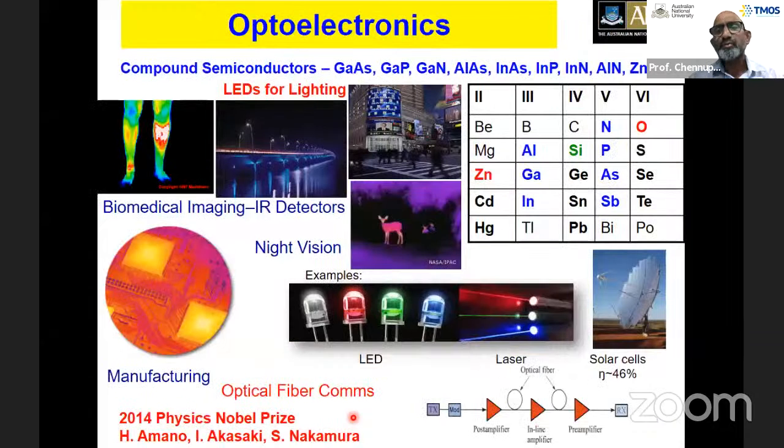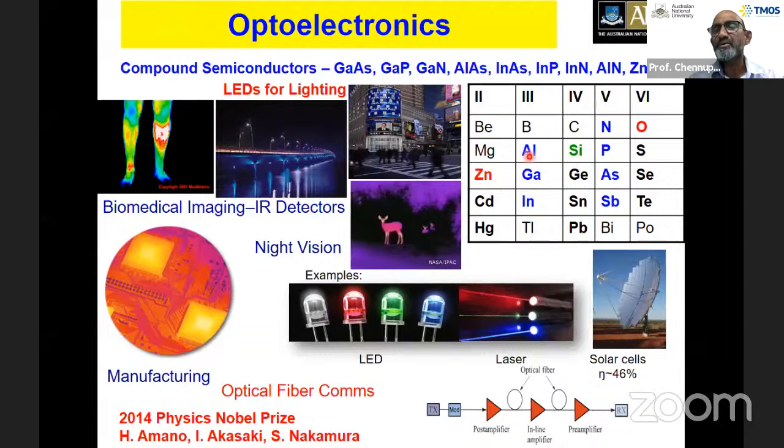So optoelectronics, what is optoelectronics? We've all studied electronics, and nowadays we're all using computers or smart devices, which are made out of silicon. Silicon is the workhorse for the microelectronics and nanoelectronics industry. But unfortunately, silicon is not a very good light emitter because of its indirect band gap nature. So you need direct band gap semiconductors in order to emit light.